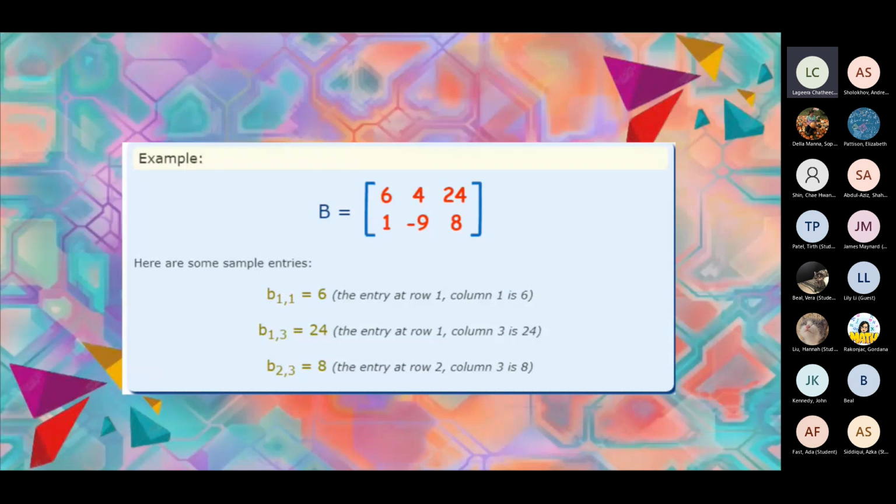So this is just an example of how to apply notation. B1,1 would equal 6 because the entry at row 1 and column 1 is 6. And then B1,3 would equal 24 because the entry at row 1, column 3 is 24. And then B2,3 would equal 8 because the entry at row 2 and column 3 is 8.